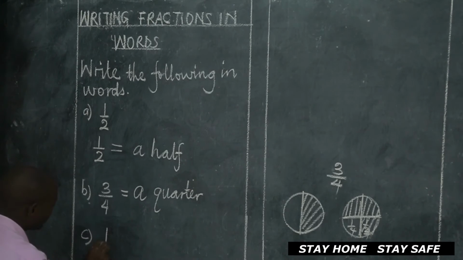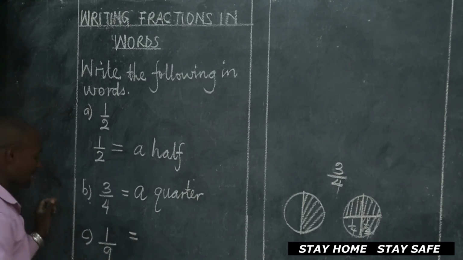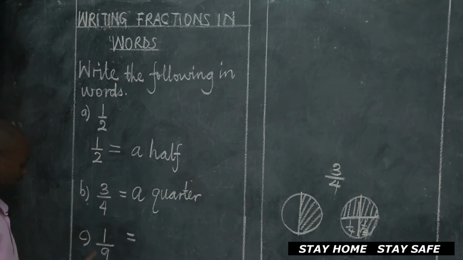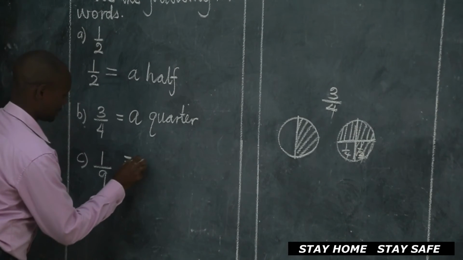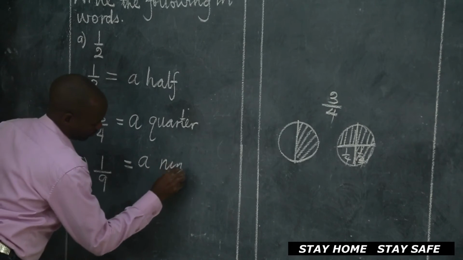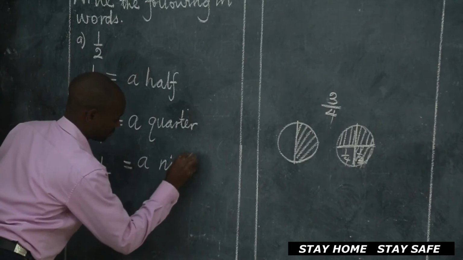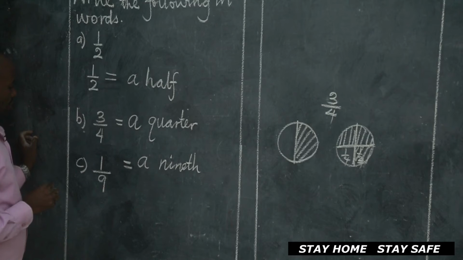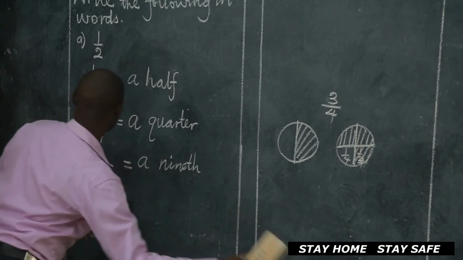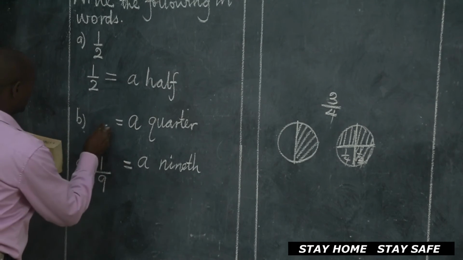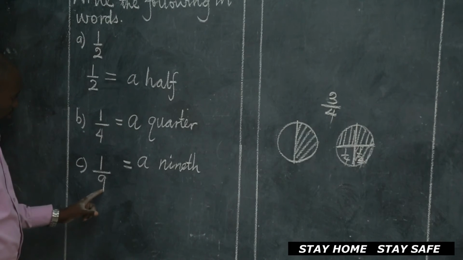What about if I give you 1 out of 9? It means we have 1 part out of 9 parts. So since it is 1 part, here we say it is a ninth. Sorry, we have made a mistake. This one is 1. So here we have 1 out of 9, which is a ninth.